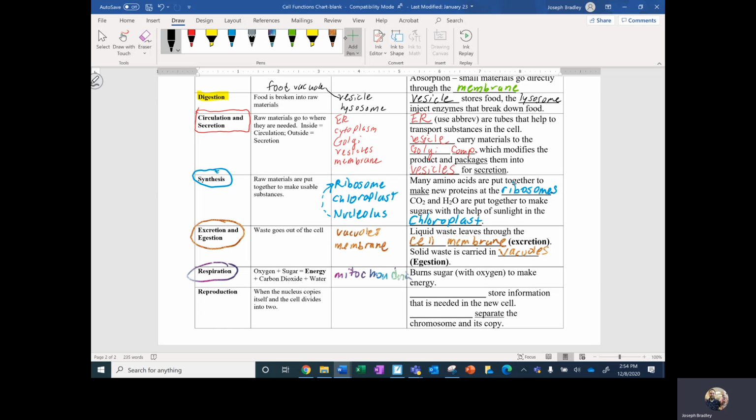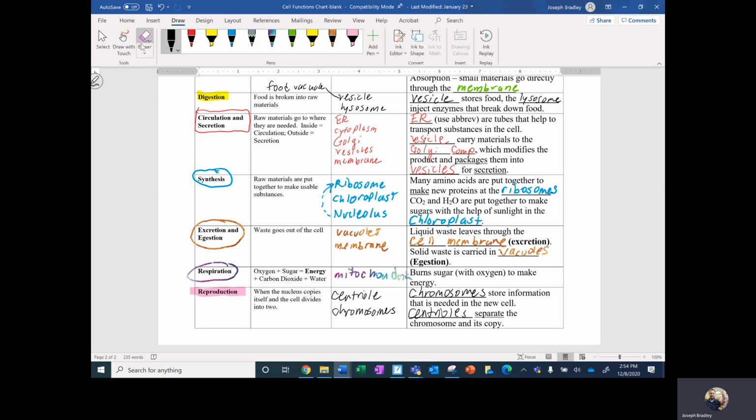All right, my last one is reproduction. We'll use a pink highlighter here. Reproduction I made in pink. For reproduction, there's two parts: the centriole and the chromosomes. The chromosomes are going to store information that is needed in the new cell, and then the centrioles are going to separate the chromosomes and its copy. So that is ultimately what needs to happen in this process.